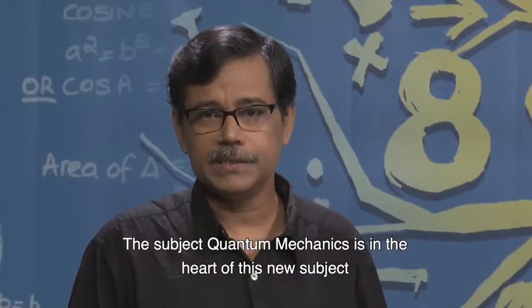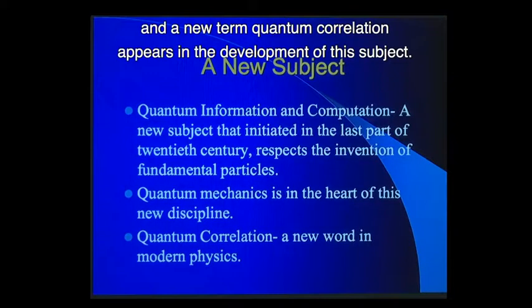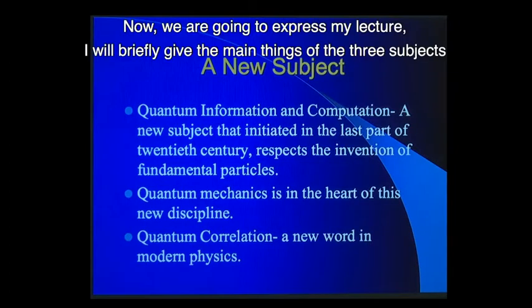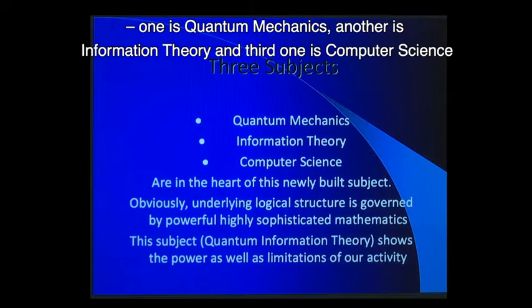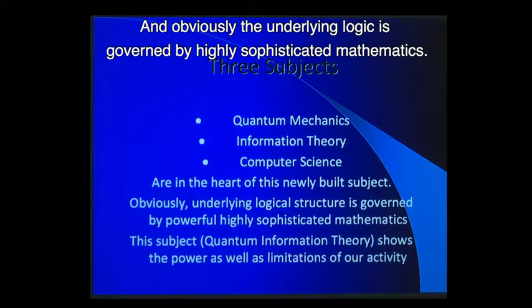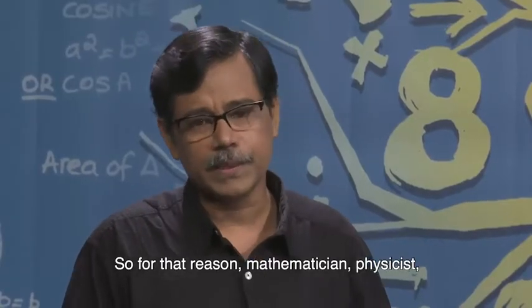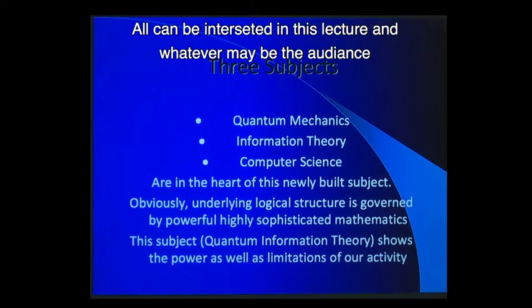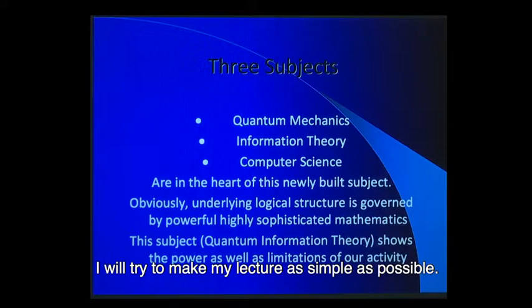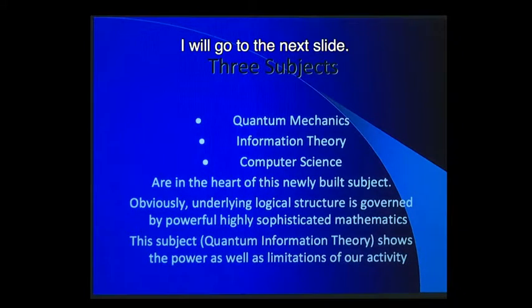The subject quantum mechanics is at the heart of this new subject, and a new term, quantum correlation, appears in the development of this subject. Okay. Now, before going to my lecture, I will briefly give the main things of the three subjects. One is quantum mechanics, another one is information theory, and the third one is computer science. And obviously, the underlying logic is governed by highly sophisticated mathematics. So, for that reason mathematicians, physicists, information theorists and computer scientists can all be interested in these lectures, and whatever may be the audience, I will try to make my lecture as simple as possible. I will go to the next slide.